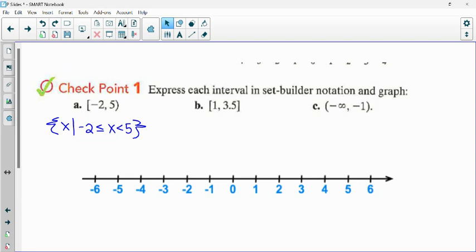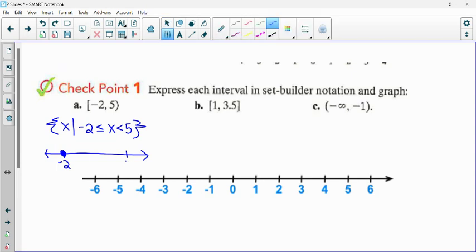And then it does say express the notation on a graph. So here's our number line. -2 would be a closed dot because it's equal to. Over here we have 5. It would be an open dot on the 5. And then the shading is everything in between. Every number, including the decimals, including -2 to 5, not including 5.